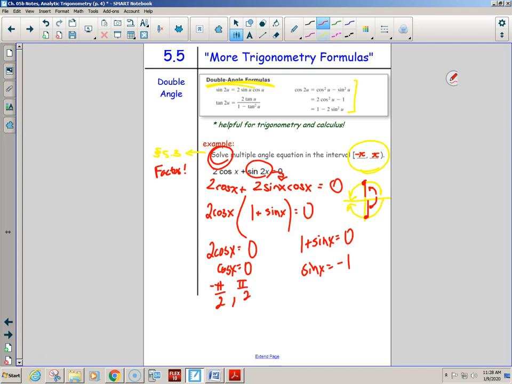And then sine is -1. Oh wait, sine is -1. The y is -1 right here. Cosine is 0 and sine is -1. That's the same answer. Sine's positive 1 at that one. So I guess my only answers are these two guys.